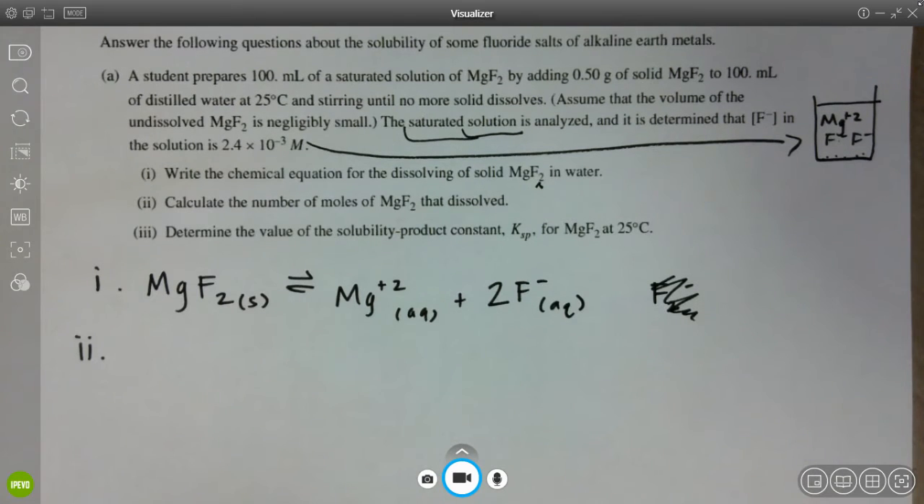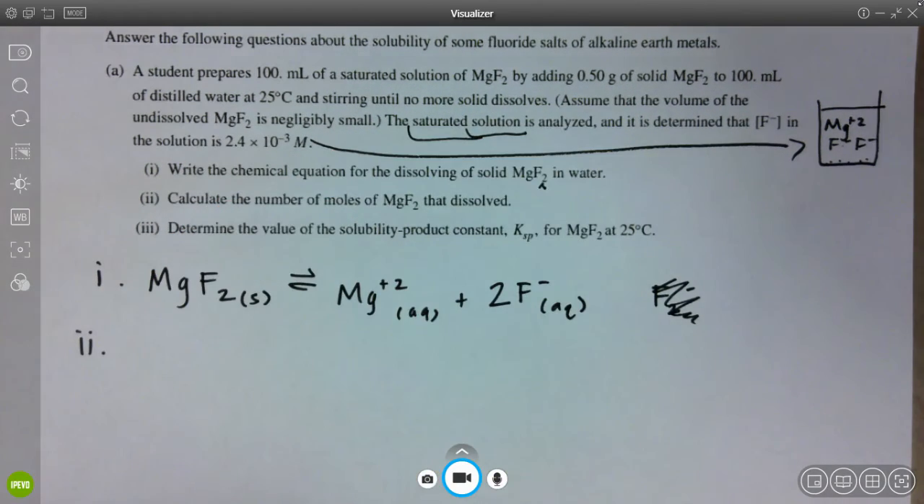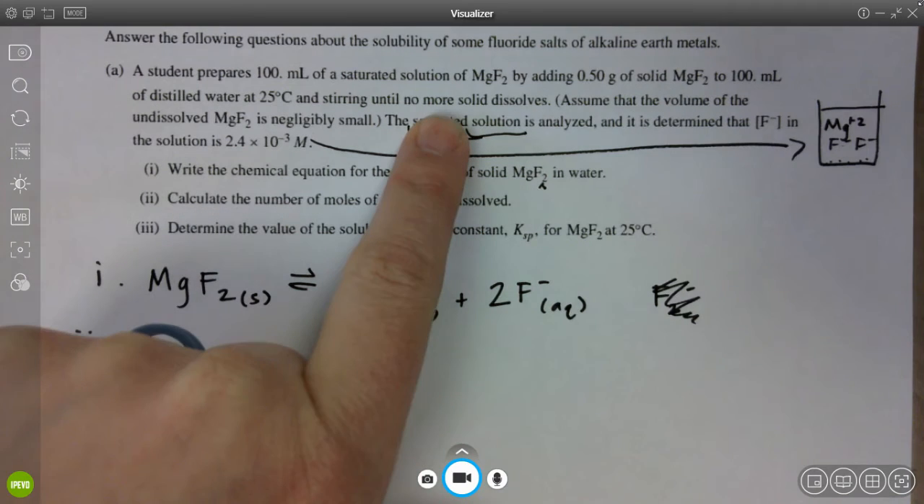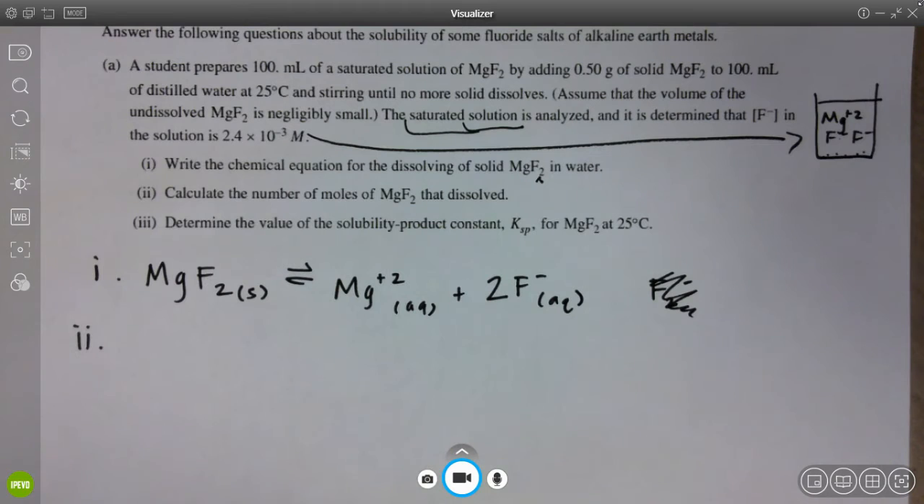All right, then it says calculate the number of moles of MgF2 that dissolved. Now, this is one of those things where there's enough information in the problem, and I didn't go all the way down through the rest of the FRQ, but when I was initially looking at this, I was like, oh, I'm going to use this number, 0.5 grams of solid MgF2 dissolved in here. But the trick is that it says no more solid dissolved. So we don't know how much solid has dissolved because this is an equilibrium situation.